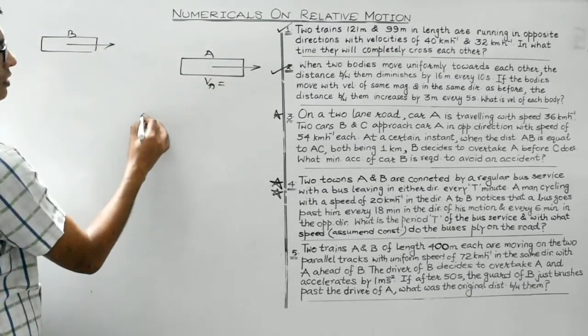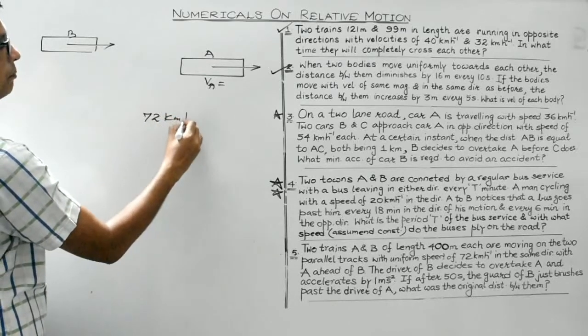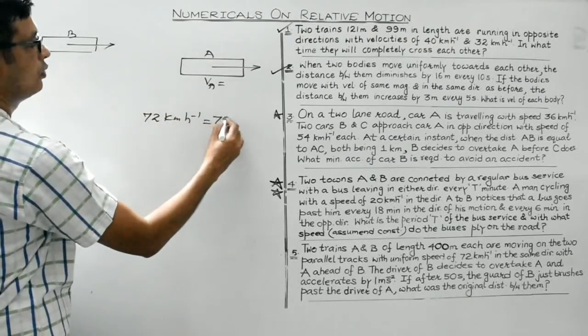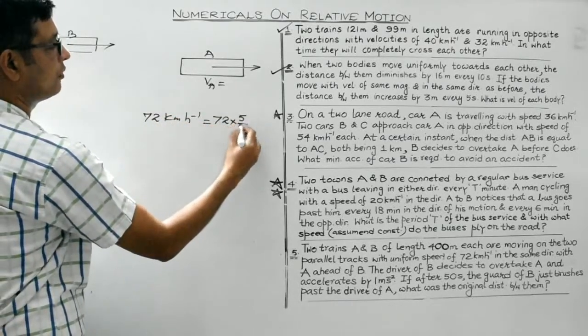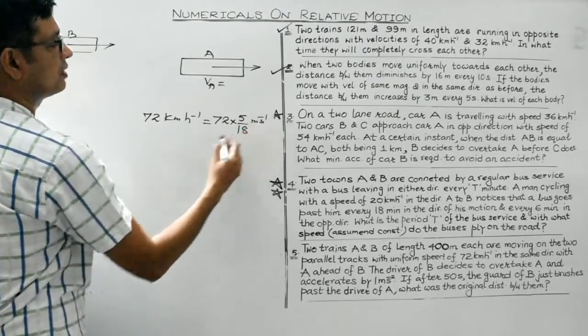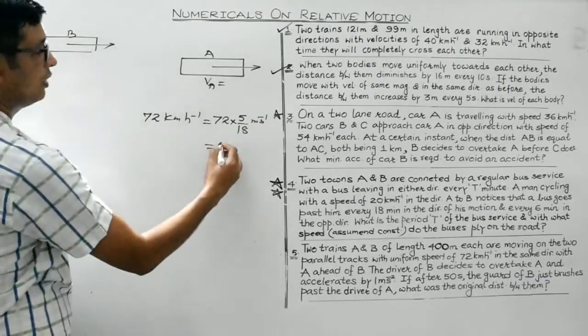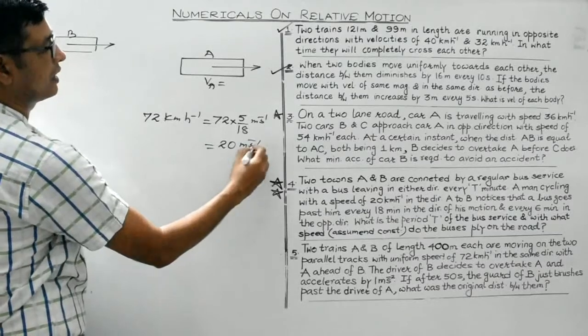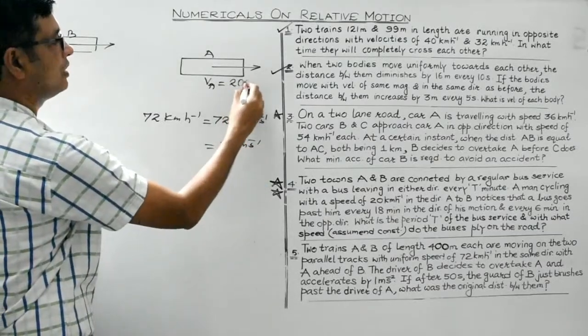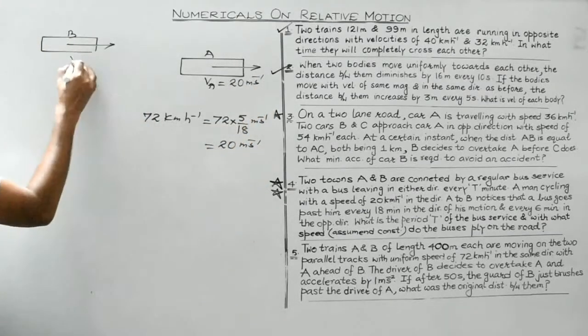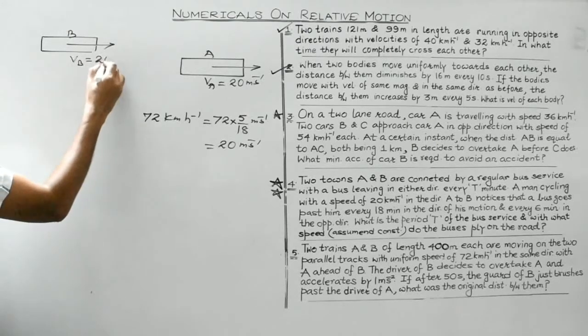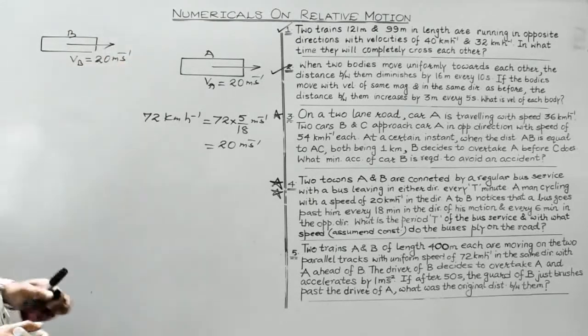Now first convert 72 km per hour into meter per second. So it will be 5 by 18 meter per second. So it will be 20 meter per second, isn't it? So its speed is 20 meter per second. Its speed is also 20 meter per second, right?